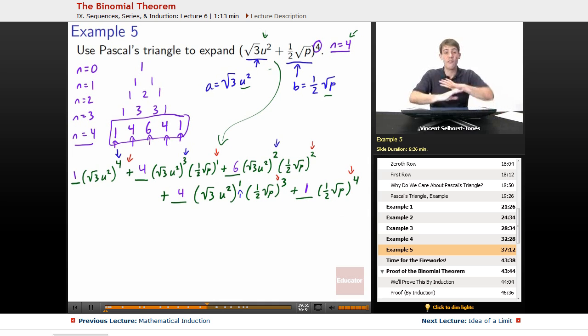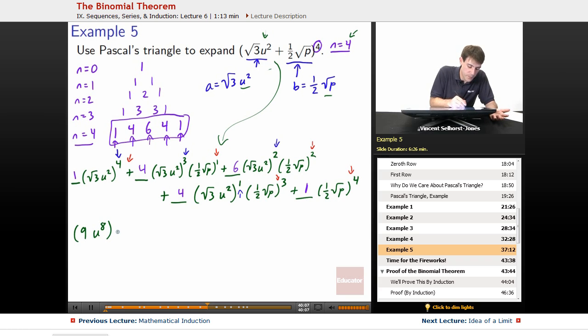At this point, we can now finally actually simplify this. Well, let's do it in 2 steps. So 1, we'll just have that disappear. Root 3u squared to the 4th. Well, root 3 squared is 3, so root 3 to the 4th is 3 squared, which is the same thing as 9. U squared to the 4th is u to the 8th. Plus 4 times root 3 cubed is going to be 3 root 3. U squared cubed is u to the 6th. 1/2 root p to the 1 is just 1/2 root p.